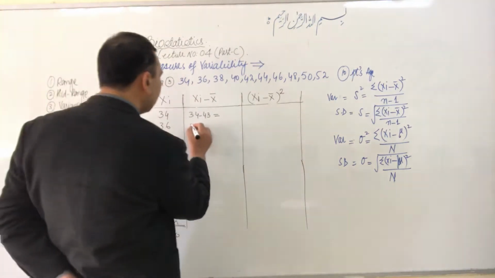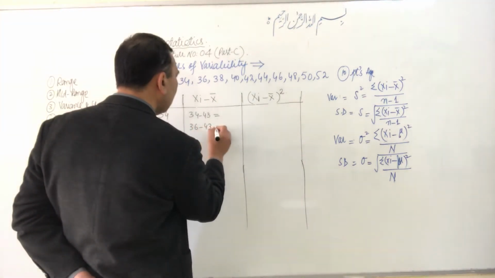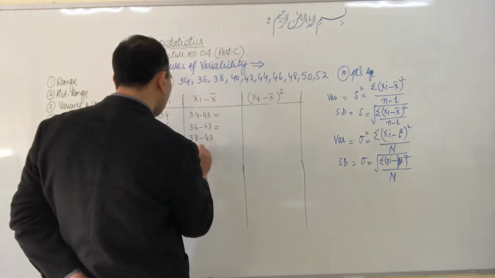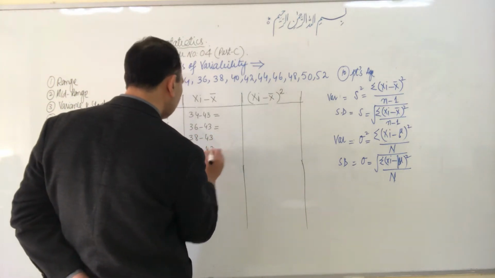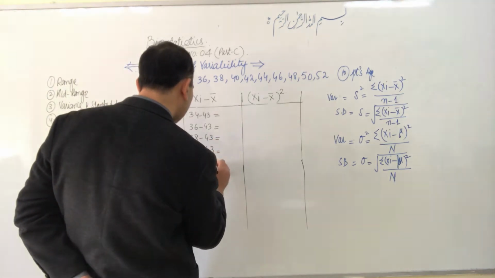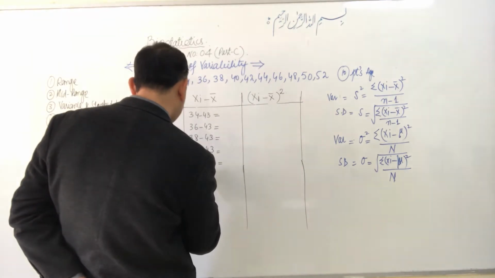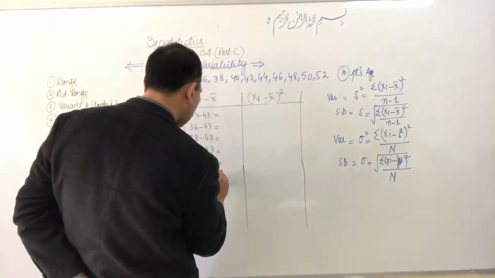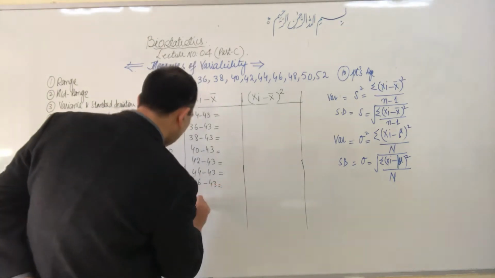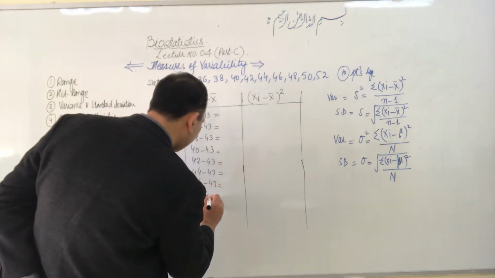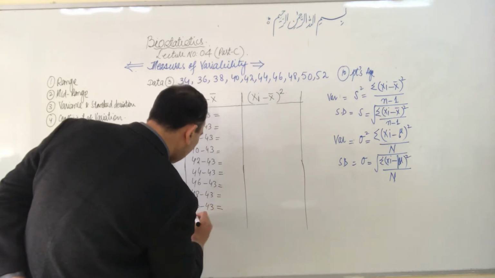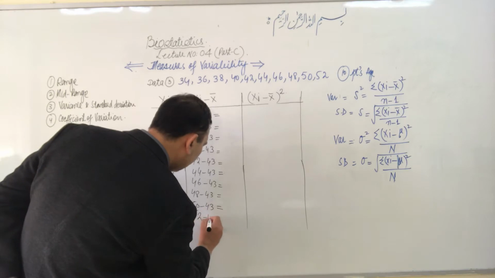Okay, and 36 minus 43, 38 minus 43, 40 minus 43, 42 minus 43, and 44 minus 43, and 46 minus 43, and 48 minus 43, 50 minus 43, and 52 minus 43.